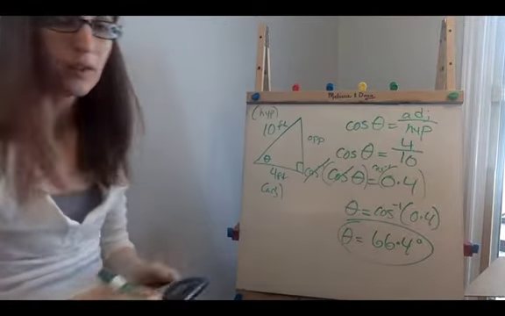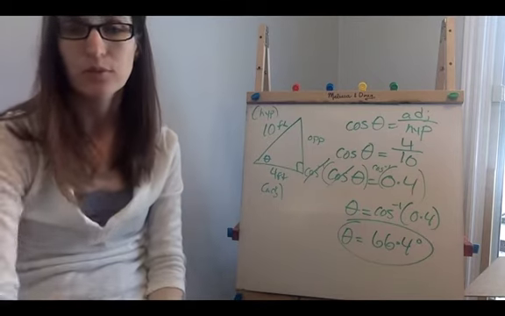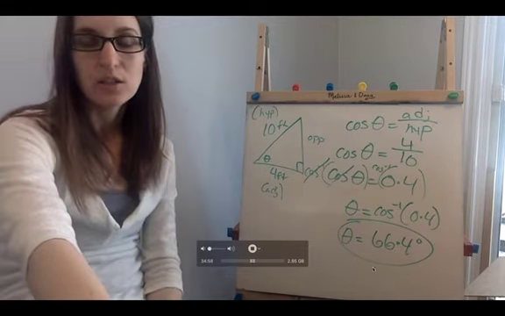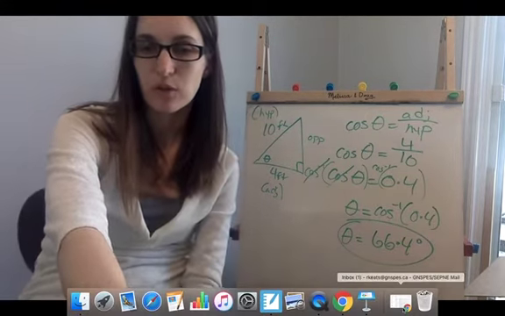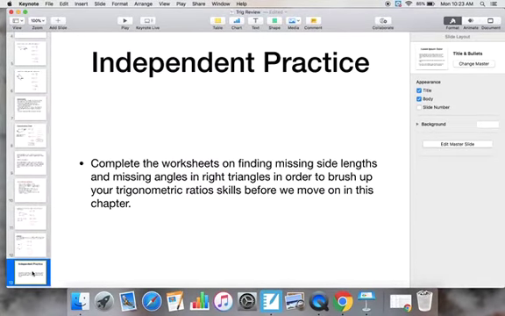This is kind of similar to our last problem, but the ratio is kind of similar as well, which is why it works out the same. So the angle makes a 66.4 degree angle with the ground. All right. So that's just kind of that review.